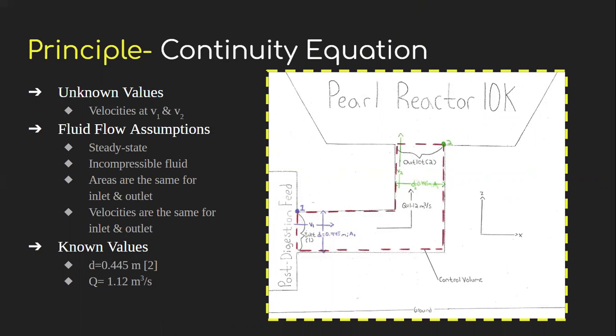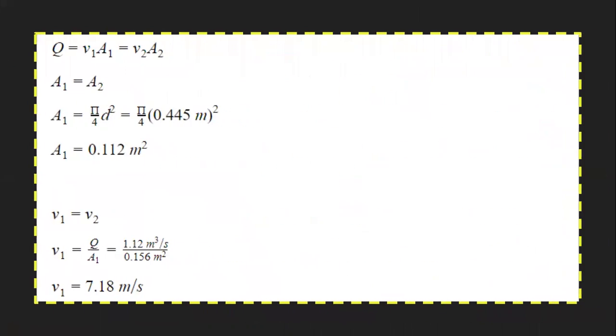For the known values, the pipe diameter was 0.445 meters and the volumetric flow rate was 1.12 meters cubed per second. We applied the continuity equation as follows. We used the known diameters to compute the inlet and outlet areas with the assumption that the inlet and outlet areas and velocities are equal. We rearranged the continuity equation to solve for velocity, which ended up being 7.18 meters per second.